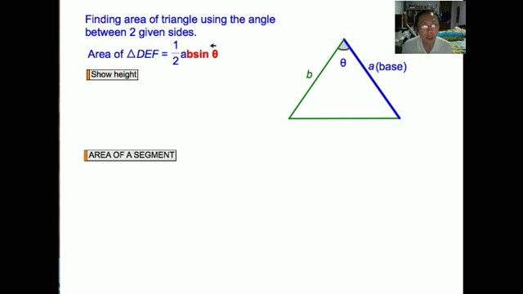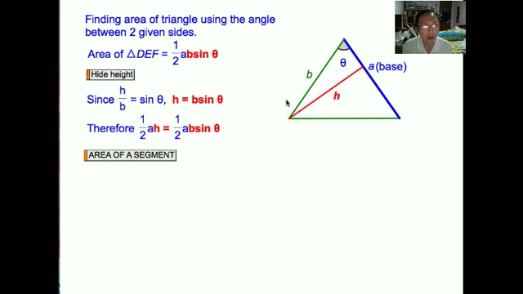This formula is derived from the formula half base times height. Taking A as the base, the height is found by using height over B, which is equal to sine theta. This gives us H equals B times sine theta. Thus, half base times height becomes half A B sine theta, where A is the base and B sine theta is the height of the triangle.